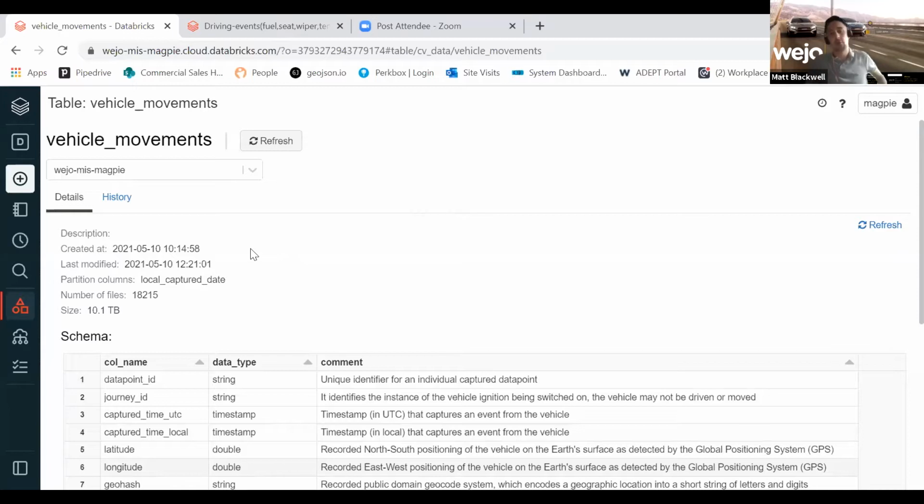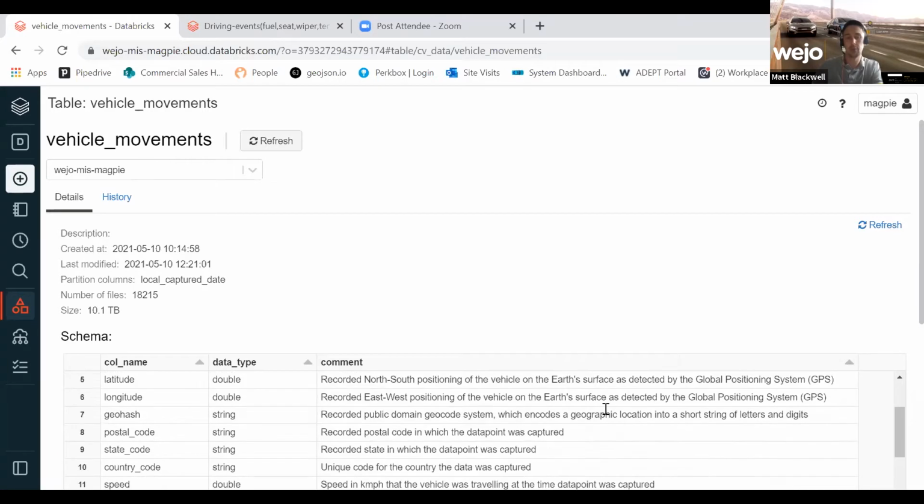First and foremost, what we always suggest to any users of the Databricks or the sample preview environment, first port of call is to get familiar with the data schemas that we have. We have data schemas available for both our vehicle movement and also our driver event data set. I'm not going to go through absolutely all of the attributes, but those schemas help you to get familiar with the different attributes.